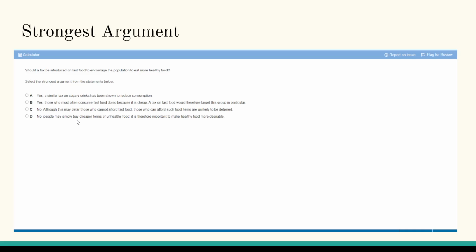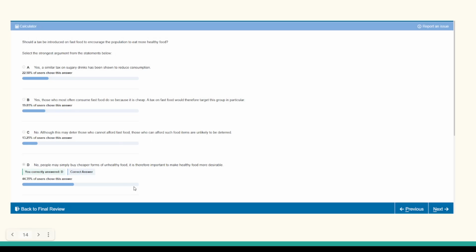No, people may simply buy cheaper forms of unhealthy food. It's therefore important to make healthy food more desirable. And so this is the correct answer.